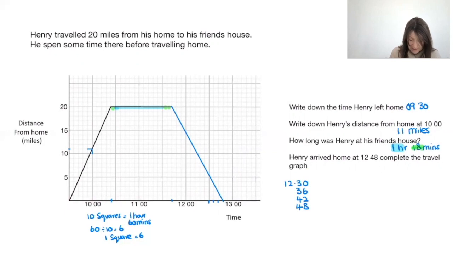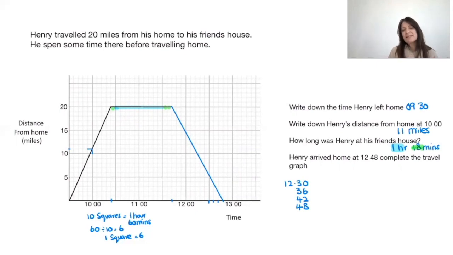His distance, at 10 o'clock, you go up, hit the line, come across, and that's where you get your 11 miles. Now, the hour and 18 minutes for this question, the hour is really easy to see because you've got that bit there. And then you've got your 3 little extra squares that you need to add in. And each square we know is 6, 6 3s is 18. So that all comes together by looking at it in kind of sections almost.